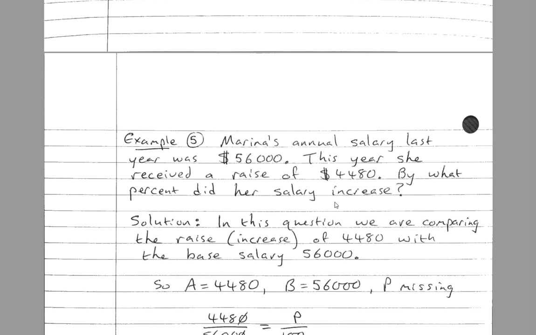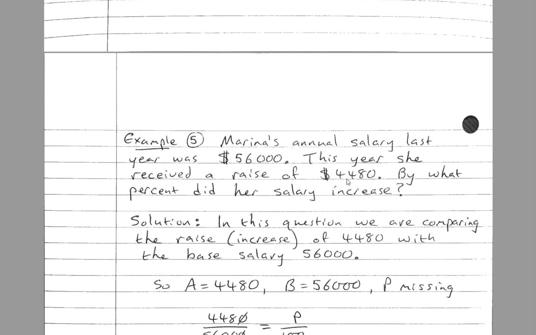All right, so you can see we're comparing these two numbers, the 56,000 and the 4,480. We're obviously looking for a percent, we're looking for a P. So which is the A and which is the B here? Remember I said the B usually follows the "of." Well, not in this case, I'm afraid.